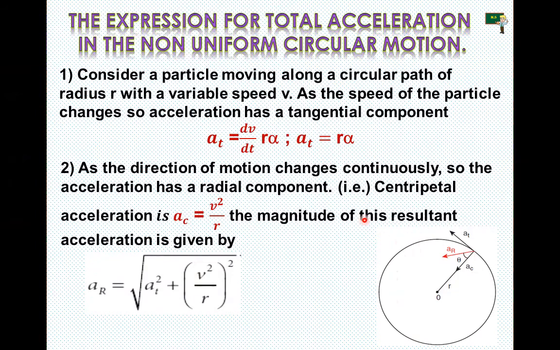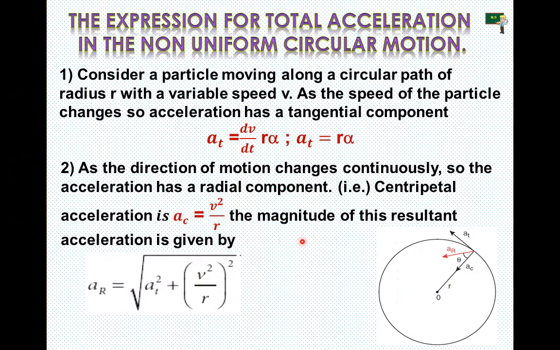So we put a_t is equal to dv by dt, which is r alpha, or a_t is equal to r into alpha, using this dv by dt as we know in the earlier equation of circular motion. As the direction of motion changes continuously, the acceleration has a radial component. The centripetal acceleration is a_c is equal to v square by r.